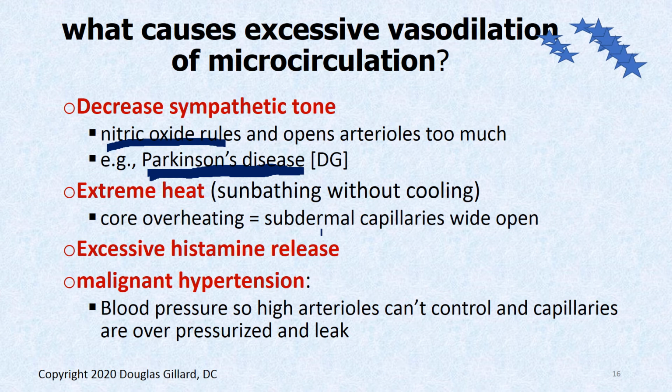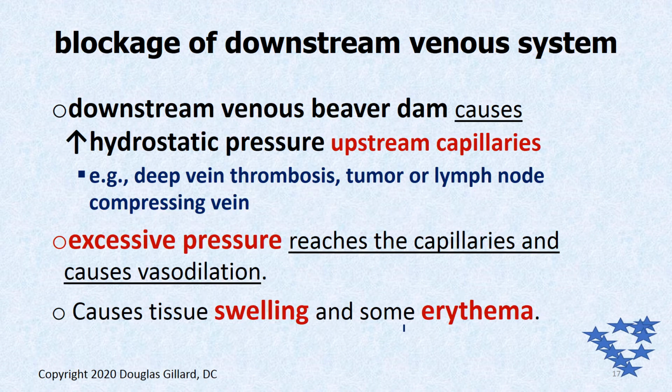Extreme heat will overdilate the capillaries as well, allowing too much blood to flow through the microcirculation. That'll cause a redness. Too much histamine release, exactly the same thing. Sometimes your blood pressure, malignant hypertension, sometimes your blood pressure can be so high that the capillaries start to become too big and allow too many red blood cells to flow through them. And that can be associated with swelling as well, but you can start to have a red looking face and you could start to get some color change.